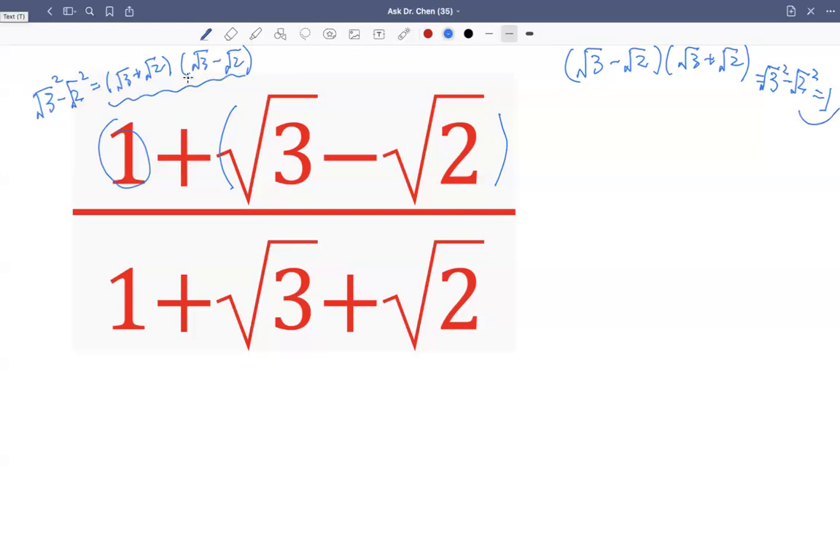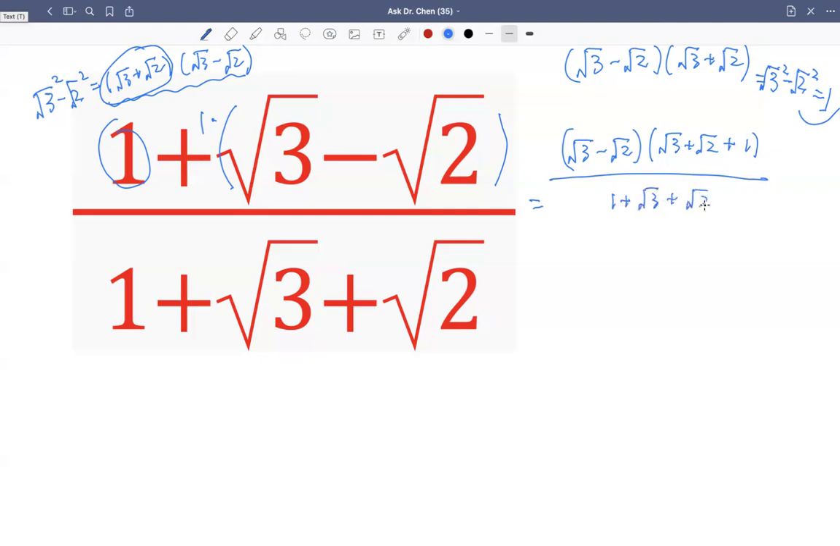Then we see this one and this one have a common factor of square root of 3 minus the square root of 2. Once we factor out, the first term is left with square root of 3 plus square root of 2. But what's left for this? There's 1 multiplied by this, right? So this is plus 1. Then divided by the denominator, which is 1 plus square root of 3 plus square root of 2.